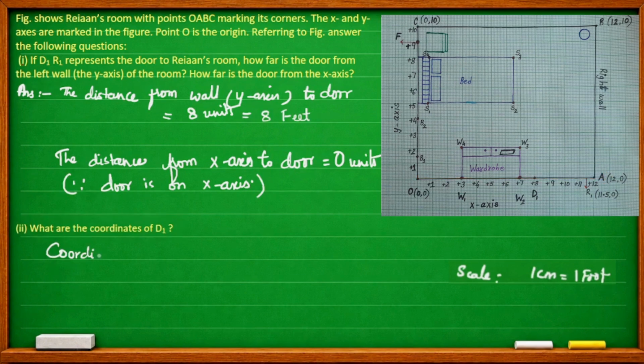Now the second question is what are the coordinates of D1? We have learned the coordinates, right? The first coordinate is the x coordinate and the second number is the y coordinate. So x and y. The x coordinate is on the x-axis, which is 8. The y coordinate is on the y-axis. Did we move anything on the y-axis? No. So it is 0 units. The ordered pair is 8, 0. Here the order is important. We cannot write it as 0, 8.